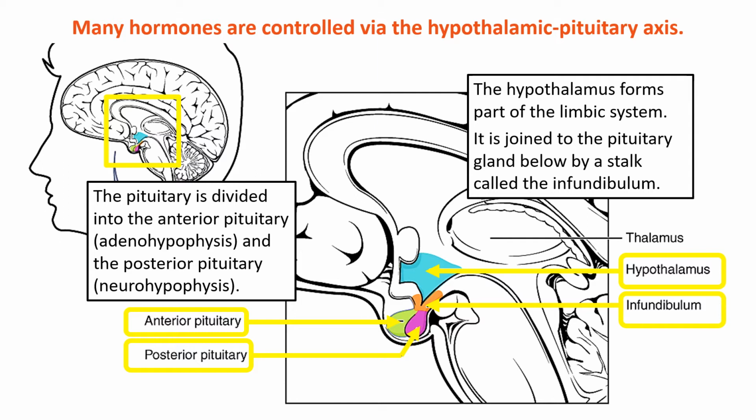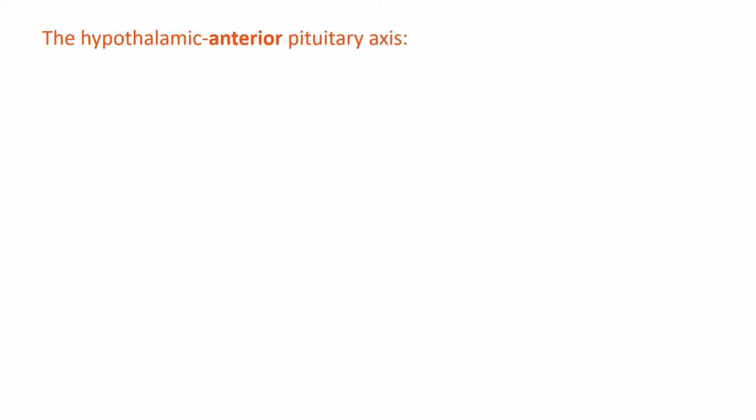And the posterior pituitary may be called the neurohypophysis. Again, hypophysis for pituitary, neuro because of the pathway, the axis that we'll talk about in a little while. So first of all, let's talk about the hypothalamic anterior pituitary axis. This is the pathway between the hypothalamus and the anterior pituitary gland.